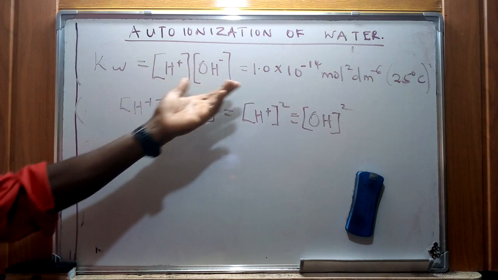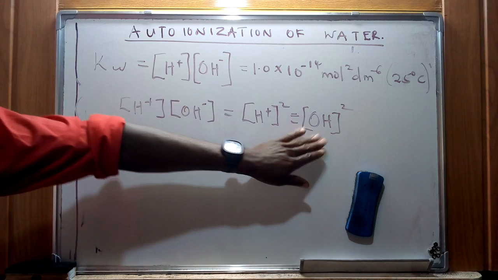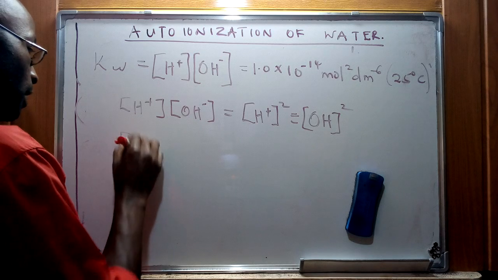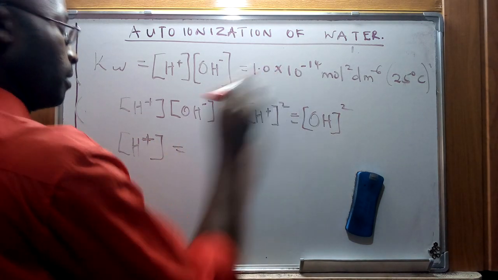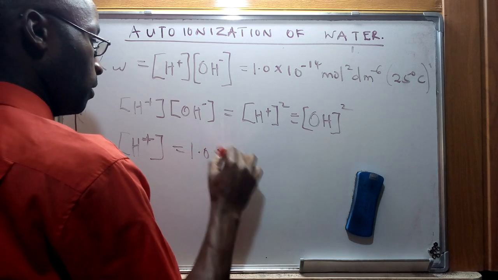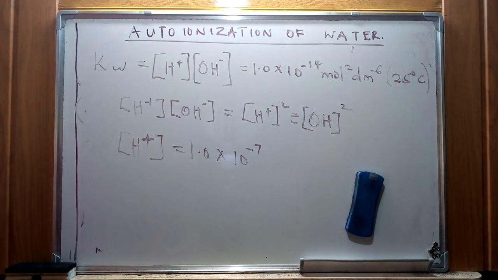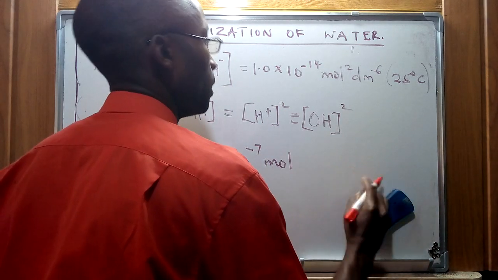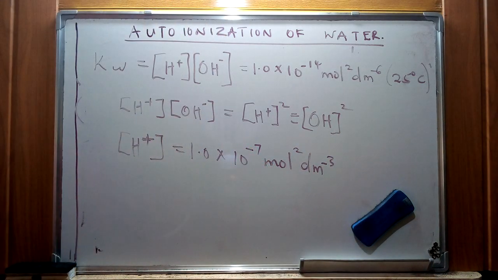So therefore we can consider either OH group or H positive, which has been squared in order to attain this value. Therefore, it is logical for us to conclude that for the H positive, the value is equivalent to a root of that particular value, which is 0.10 to the power of -7 in terms of mole per meter cubed.